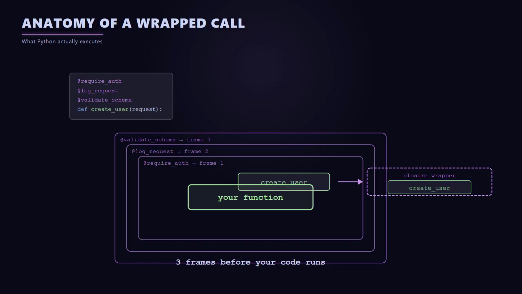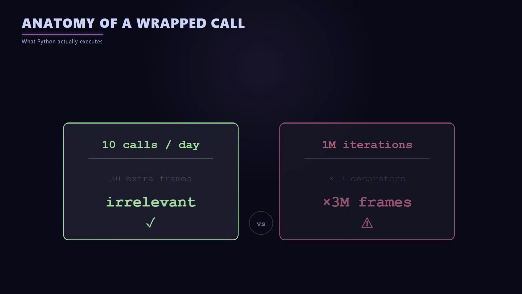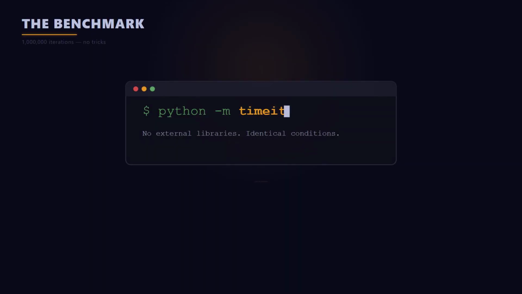For an endpoint called 10 times a day, completely irrelevant. For a function inside a loop iterating 1,000,000 times, now multiply that by recursion. But we'll get to that in a minute.